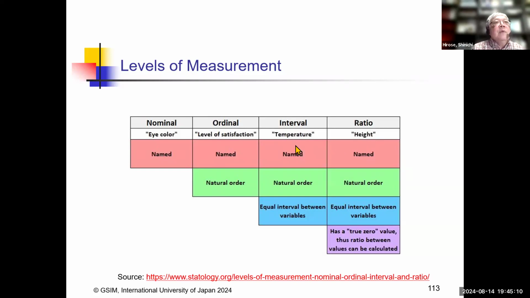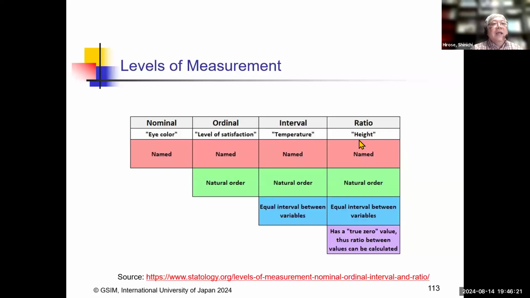Interval measure and the ratio measure, they are better quality measure. Temperature is interval. Temperature in terms of Celsius or Fahrenheit, there's a 0 degree. However, it is arbitrary. And also, can you say, for example, 20 degrees Celsius times 2 makes 40 degrees Celsius? Does it make sense? No. So the temperature is interval. Of course, the difference between 10 degrees Celsius and 20 degrees Celsius, and 20 degrees Celsius and 30 degrees Celsius, the 10 degrees of Celsius difference makes sense. So interval is better measurement as compared with ordinal measurement.